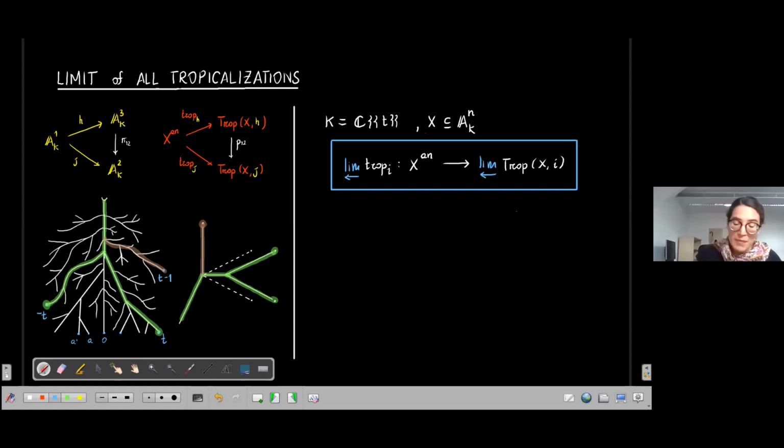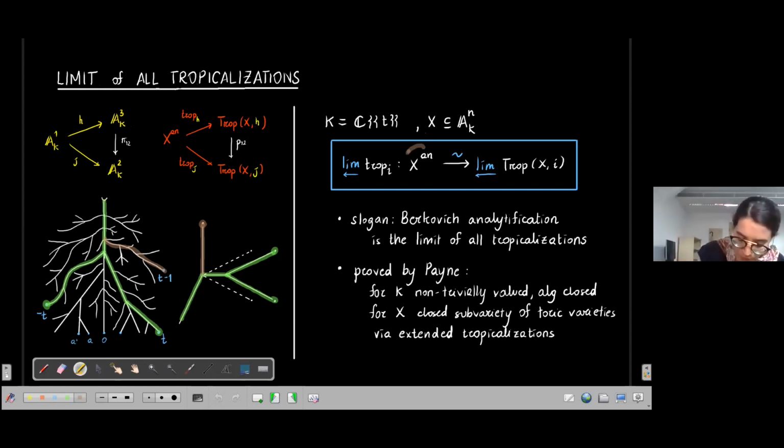And the interesting part of this result is that this is a homeomorphism. So what we are seeing here is that the Berkovich space on this side is homeomorphic to the limit of all tropicalizations. So you can take this as a slogan: the Berkovich space is the limit of all tropicalizations when we change the embedding, of course. So this is a result.